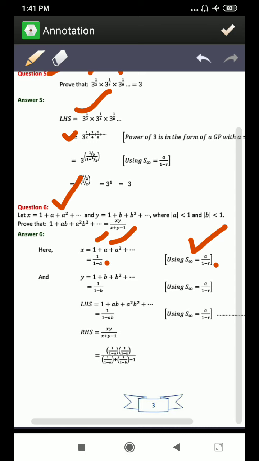In the same way you see this Y is also GP. Its first term is 1 and common ratio is B. So in the same formula you replace the first term A by 1 and R by B, so it will become 1 upon 1 minus B.